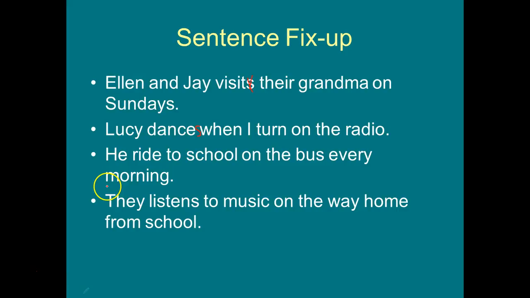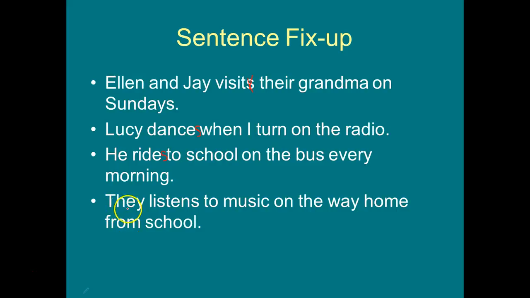Now let's take a look at that next sentence. He, which is singular, ride to school on the bus every morning. Remember, to make verbs singular, we add an s to the end, which is unusual because we usually think singular keeps the s or es off, and plural is the other way. However, with verbs, it's opposite of what we usually think. So he rides to school on the bus every morning.